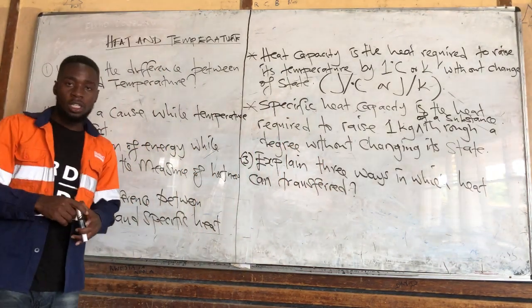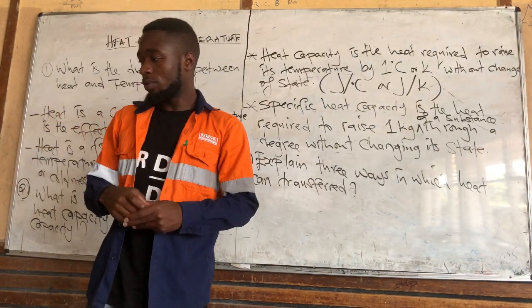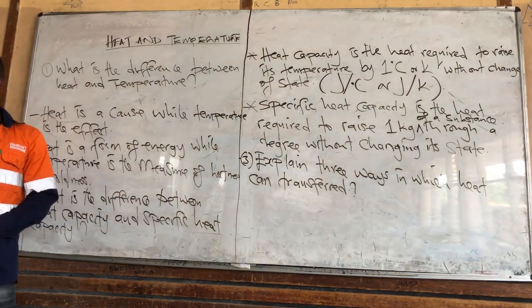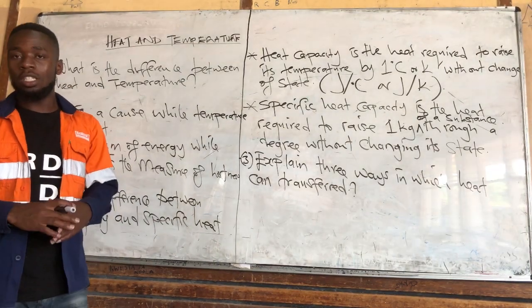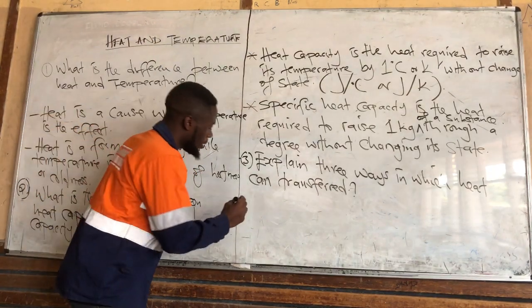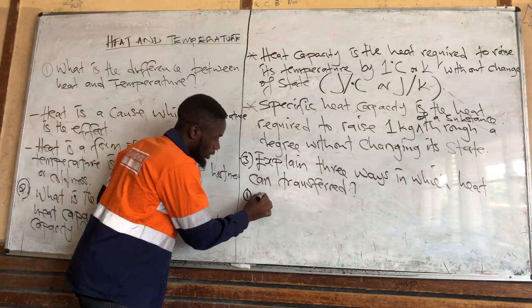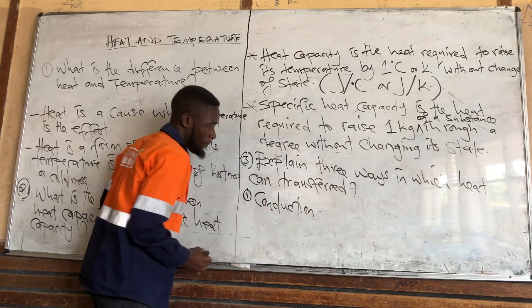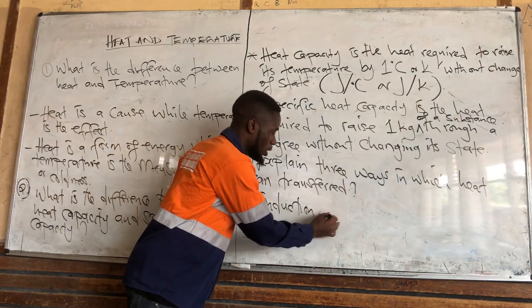So how many ways can heat be transferred? Heat can be transferred by conduction, convection, and radiation. So let me list them out. Number 1, heat can be transferred by conduction. Let me explain this one.